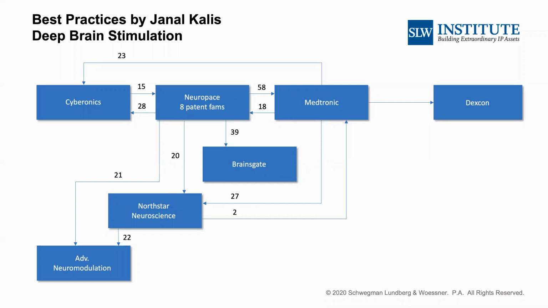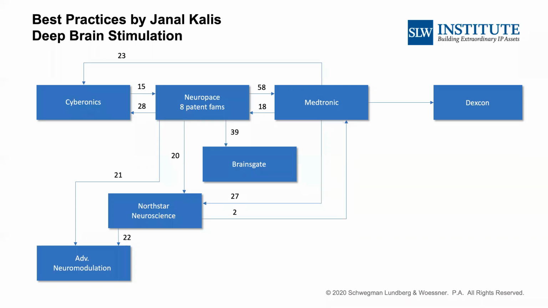Okay. Yeah. What is interesting is that it looks like the share of information between NeuroPace and Cyberonics is roughly equivalent. They're receiving as much as they're getting. In the case of Medtronic, it looks like there's more information being taken from NeuroPace to Medtronic. Medtronic is drafting off of NeuroPace.